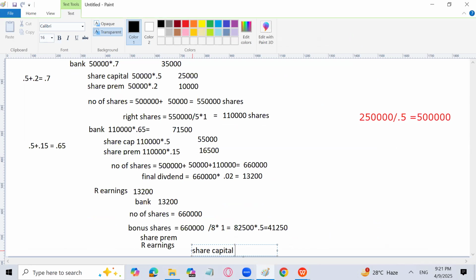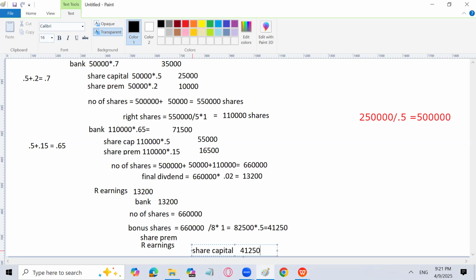Beta, bonus shares is just the conversion of reserves into share capital, right? It is known as capitalization of reserves. हम reserves को कम कर देते हैं और share capital को बढ़ा देते हैं. So share capital will be credited by 41,250, that is 82,500 into 0.5, and the amount is taken from share premium, whatever premium is available, and the remaining, if need be, will be taken from retained earnings.